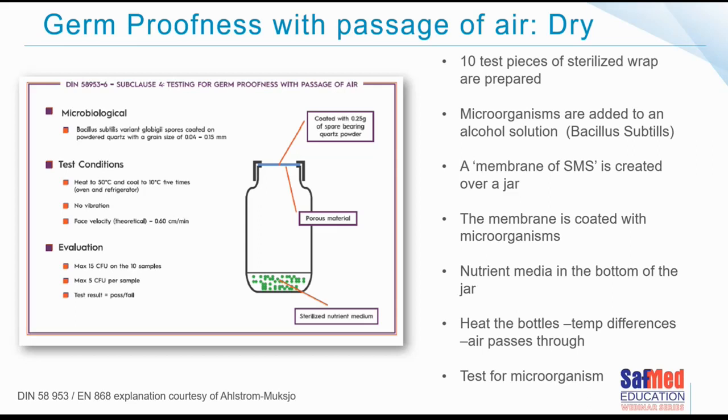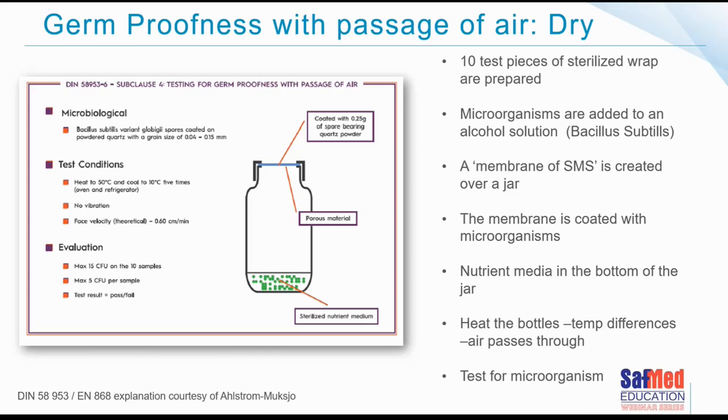We put on the microorganisms, and then we have to put the jar through a series of temperature changes to try and get the air to pass. So it encourages the air to pass through the actual membrane that now has the microorganisms on it. It is then heated. I think it's 50 degrees. It is then cooled in a fridge, and then heated again, and then cooled in the fridge. And that process is done 5 times. It's then left to stand for a period of time.